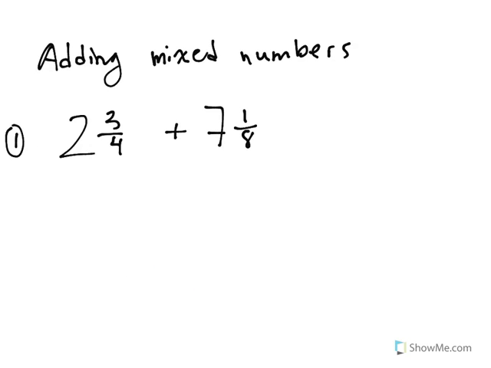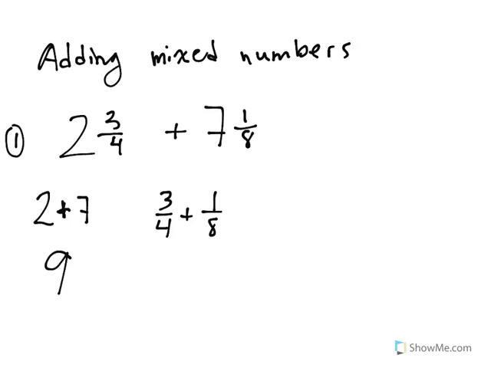So now let's talk about adding mixed numbers. When you're adding mixed numbers, you kind of have to take things apart. The way I like to do it is I'll say 2 plus 7 and 3/4 plus 1/8. Separating things like this makes it a little easier, and this only works for addition. You're going to see we have a different strategy for subtraction, but if you don't want to take it apart, you don't have to. It's just a strategy that I like to use.